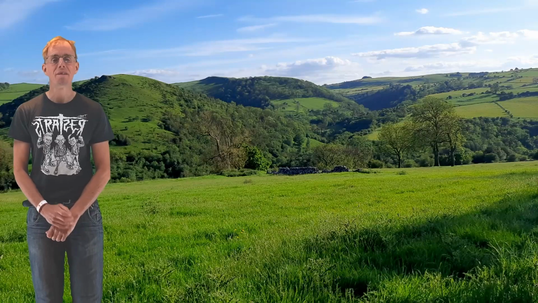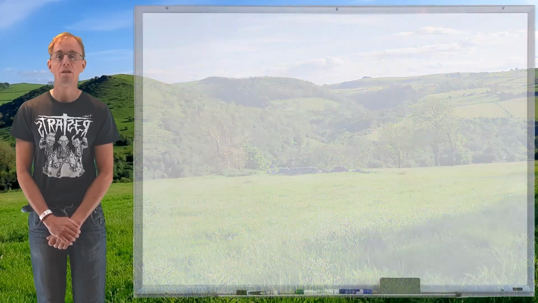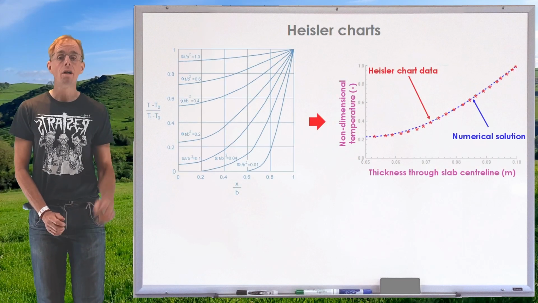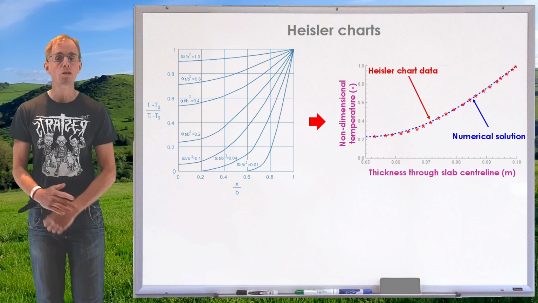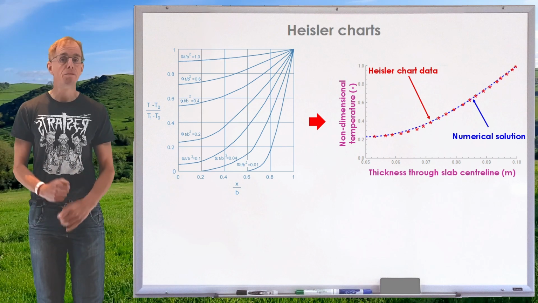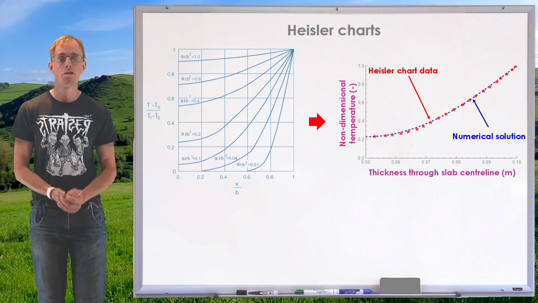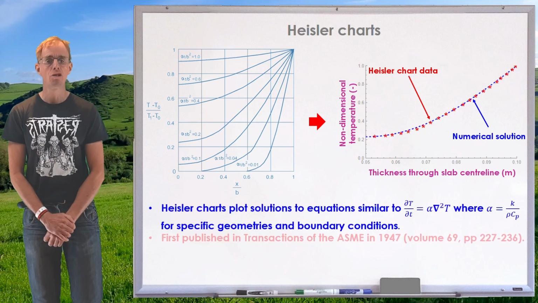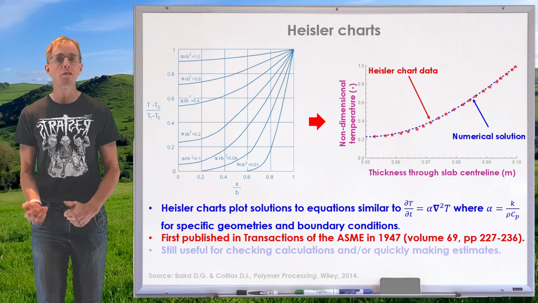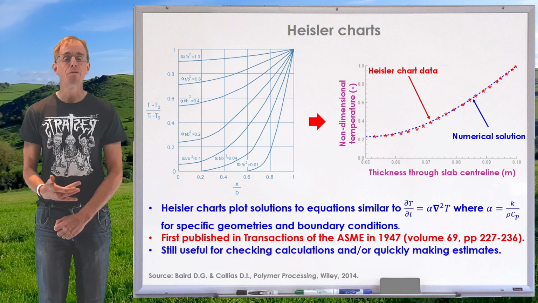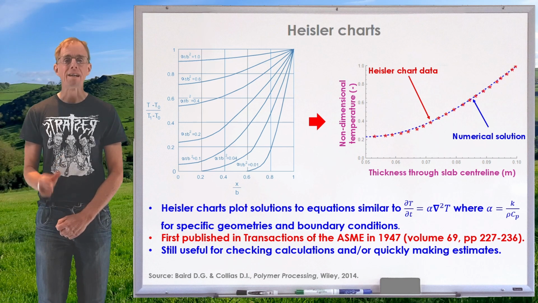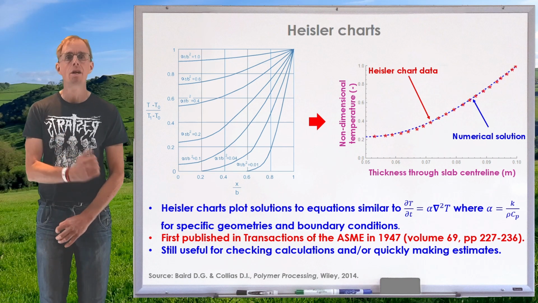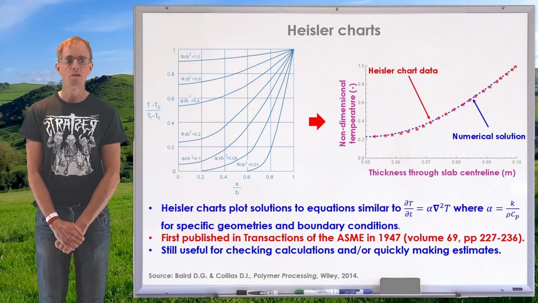So without any further ado, let's remind ourselves what these charts look like. Now, Heisler charts have been around for a very long time. We saw an application of one in the last part of this lesson. We used it to validate a numerical solution. But for a very long time, Heisler charts were the solution, because what they are are analytical solutions, or non-dimensionalized analytical solutions, of an equation similar to partial dT by partial dt equals alpha, thermal diffusivity, k over rho Cp, grad squared T. And of course, we know that when that's written in vector form, we can drop it into any of the common coordinate systems that describe our problem.